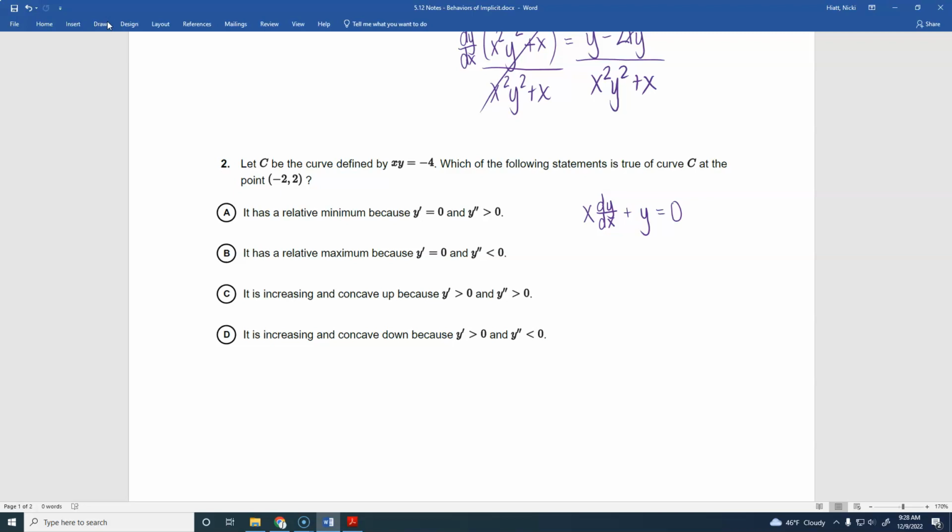So if we solve that for dy/dx, we got x dy/dx equals -y. We divide by x, so dy/dx equals -y over x.